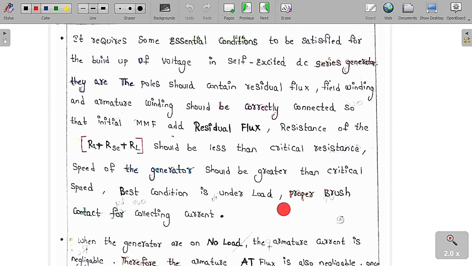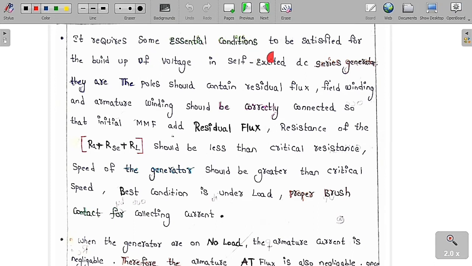The best condition is under load. Here we have to always keep the load, whereas in the previous case it was at no load condition. And the proper brush contact for collecting the current. Only these two things are changed and everything else is the same. Here the field resistance is nothing but RA plus RSC plus RL, and we operate at load condition, whereas the previous one was at no load condition. So these are the two small changes compared to the previous one.